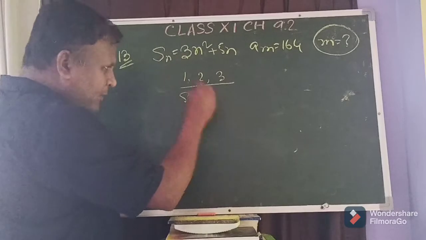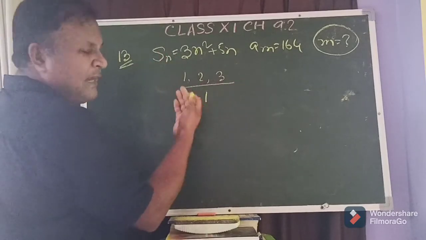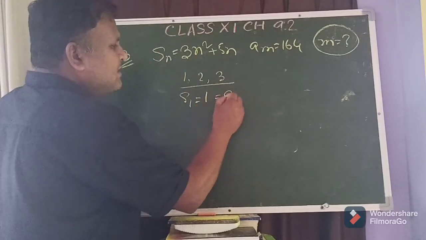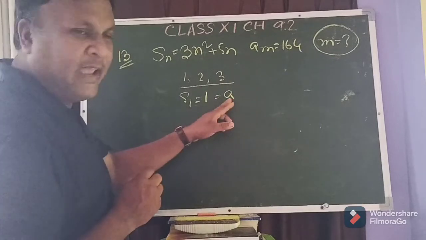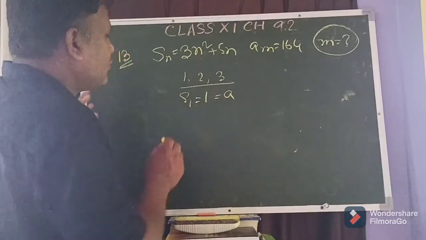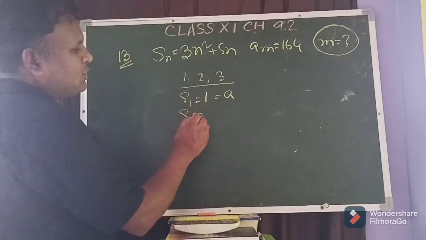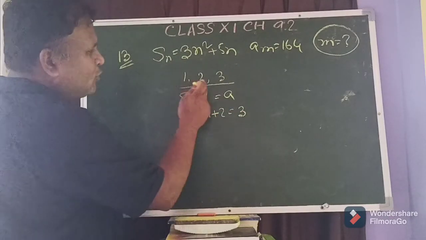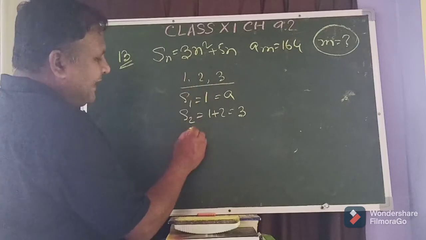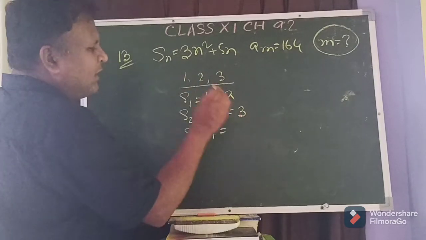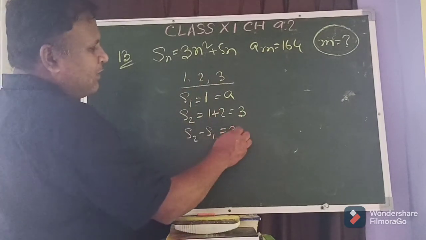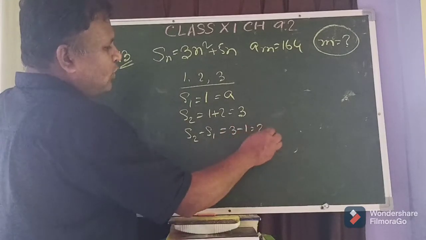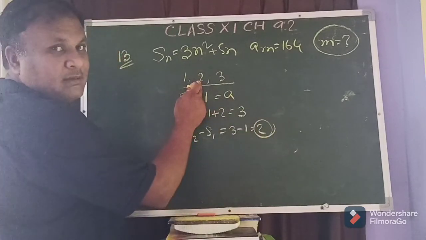Only s1 means one term, so the value of a is a. Then s2 is equal to 1 plus 2, which is equal to 3. S2 means first term plus second term. Now s2 minus s1 will be 3 minus 1, which is equal to 2. Isn't it the second term?